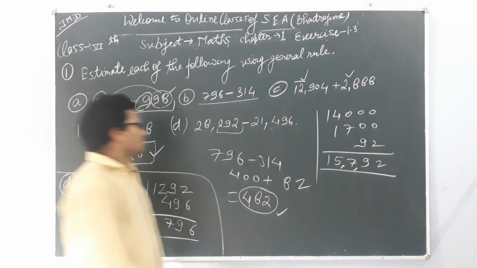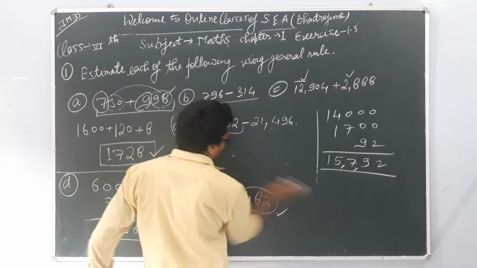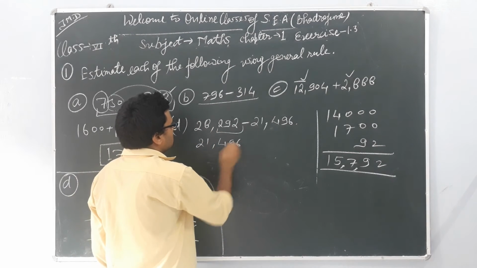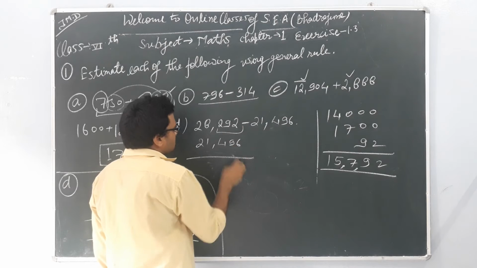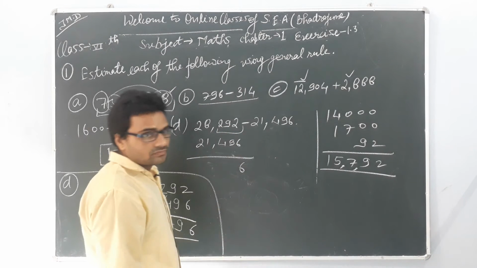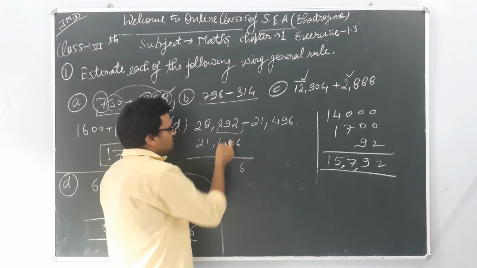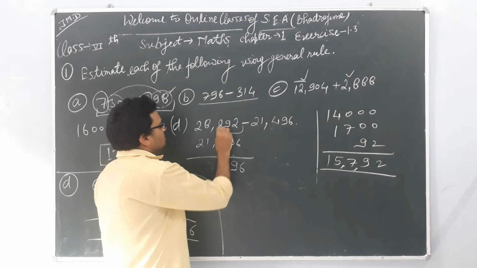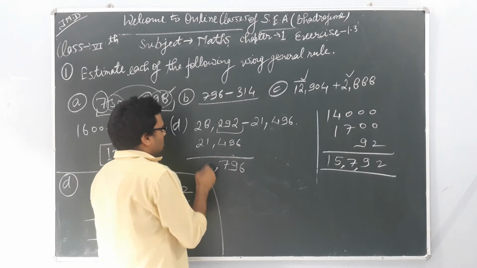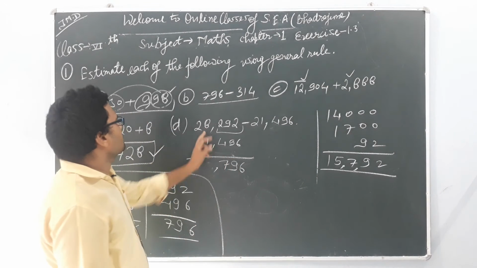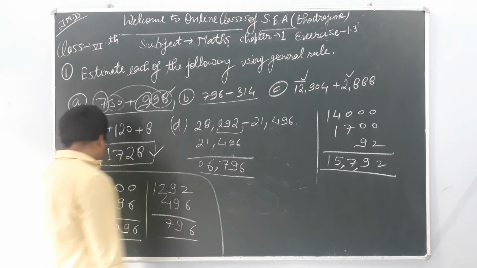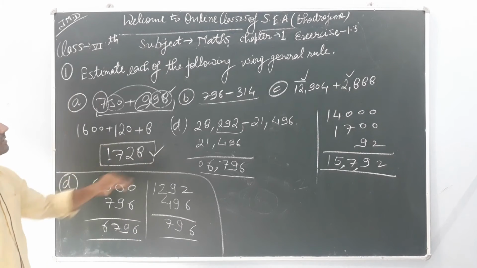If we subtract directly, then what will we get? I am just giving you an example: 21,496. Just subtract it. 12 minus 6 is 6, 18 minus 9 is 9, 11 minus 4 is 7, 7 minus 1 is 6, and this is 0. So we are getting the same answer by estimation and by the direct method.